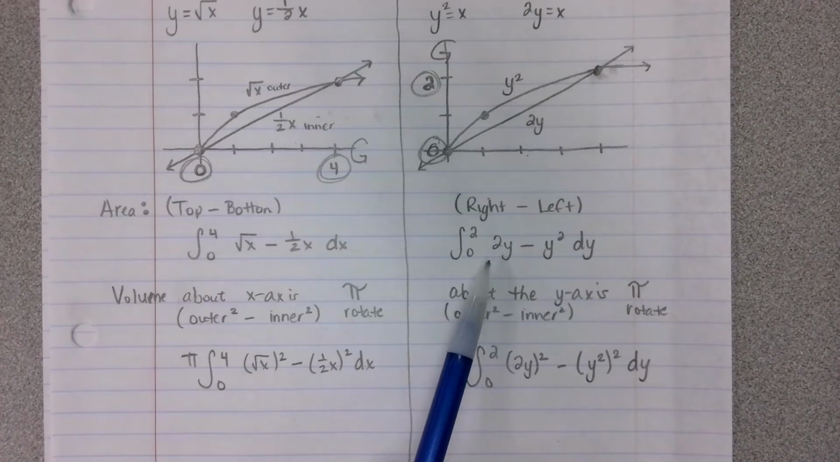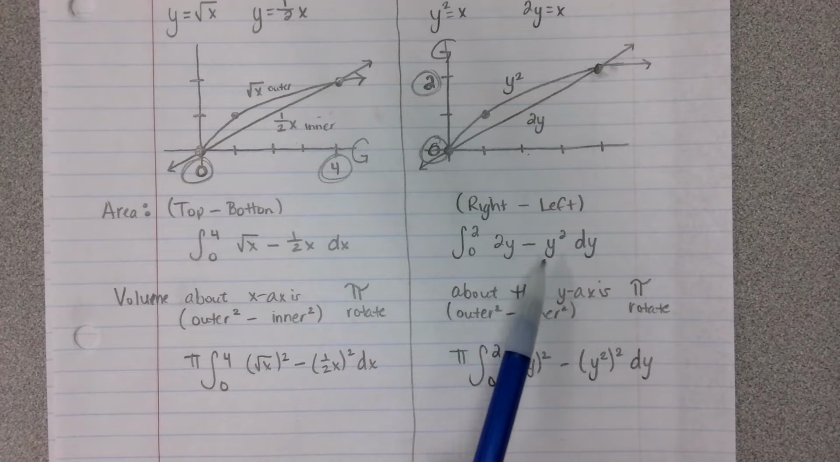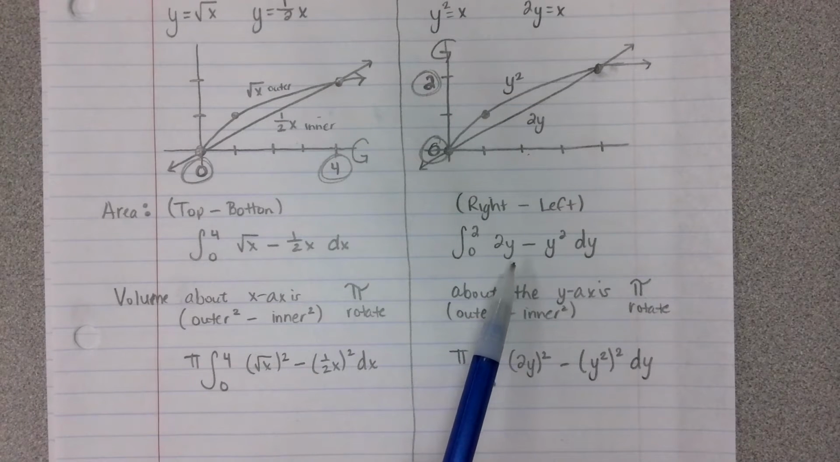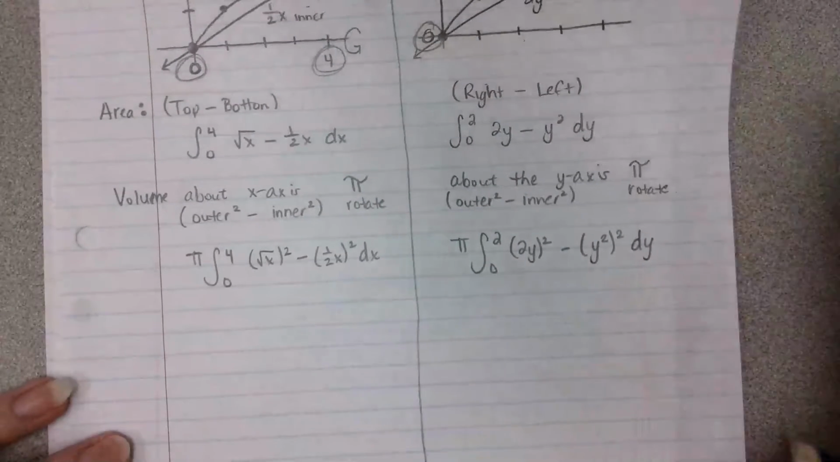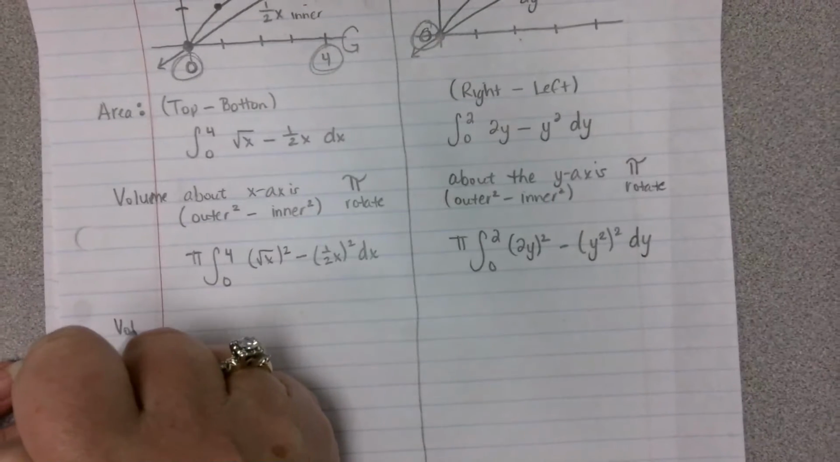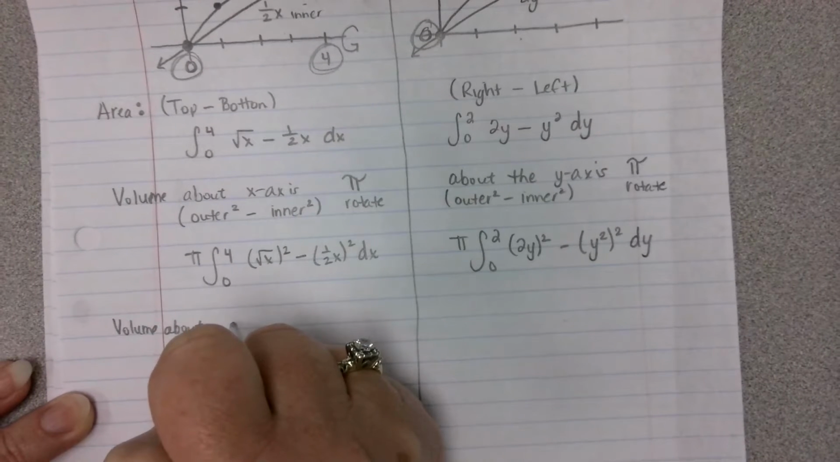Our inner squared is the same as the one that was on the right. Our outer squared is the one that was on the left. But notice we have the squared extra. We didn't have the squared when we were doing area. Because remember, volume is based off of the area of a circle, which is pi r squared. So that's where the pi comes from, and that's where the squared stuff comes from. Okay? All right, so next let's look at volume about the line y equals 4.